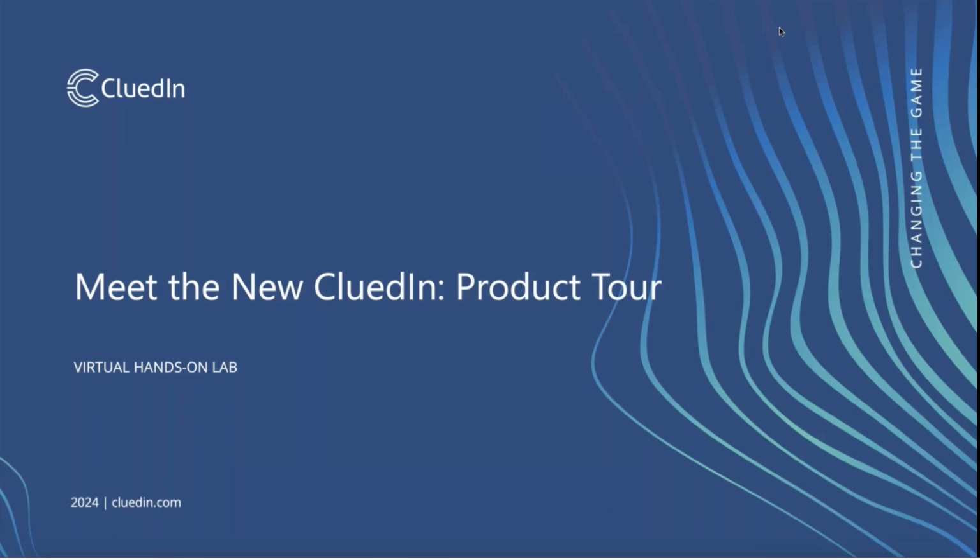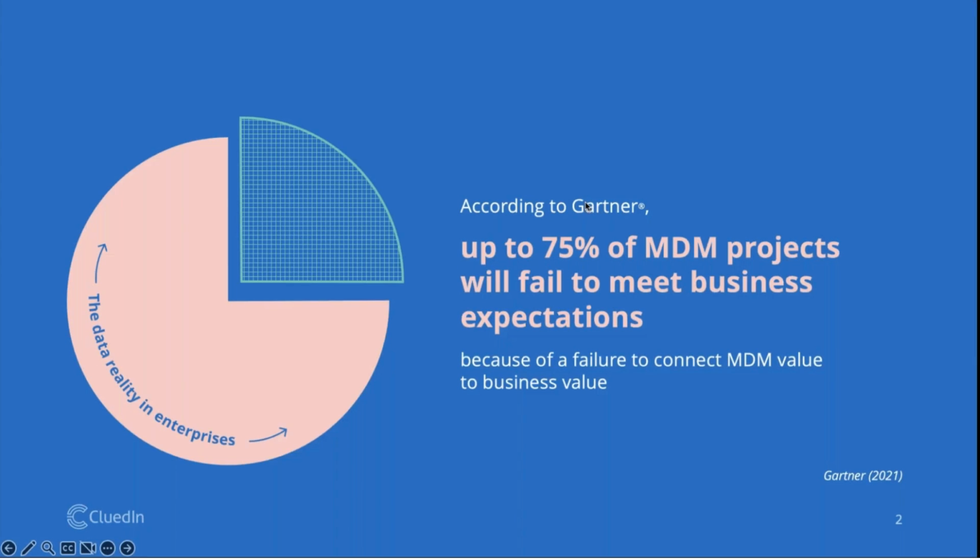Before I get going with the presentation, I can tell you from my personal experience that customers and data leaders are in desperate need of a product that will actually have an impact from an MDM perspective. What does that mean? Well, Gartner says that 75% of MDM projects will fail to meet business expectations. Why? Because we are still focused on IT solutions rather than solutions that will support us as an organization as a whole.